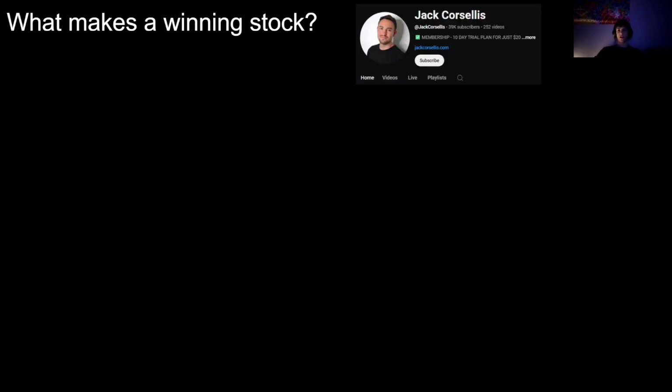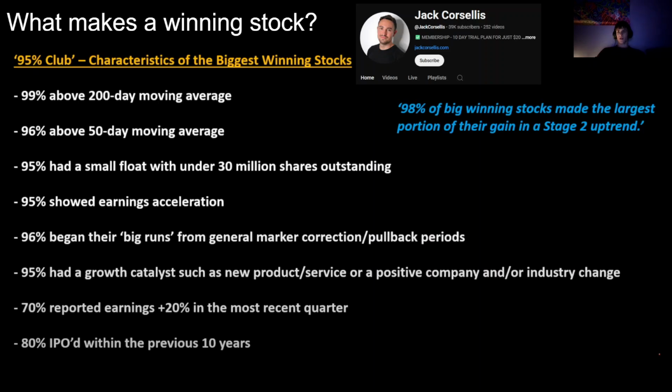So what as a whole makes a winning stock? This point comes from a Jack Corsellis video where he's talking about Mark Minervini and his stock selection process. He coined the idea of the 95% club. These are characteristics of the biggest winning stocks. 99% of the biggest winning stocks are above their 200-day moving average. 96% are above their 50-day moving average. 95% have a small float. 95% show earnings acceleration, and so on and so forth. But this is an outline of the top characteristics.